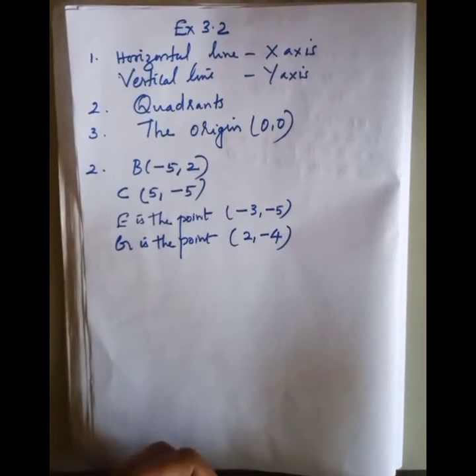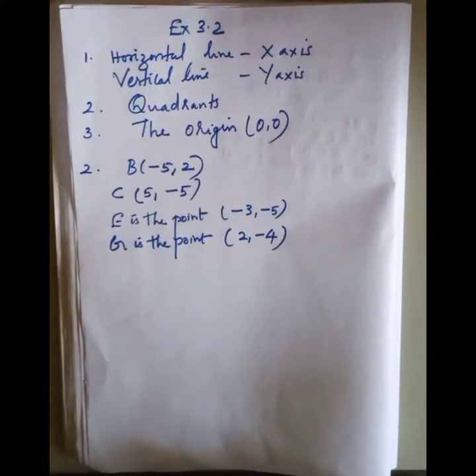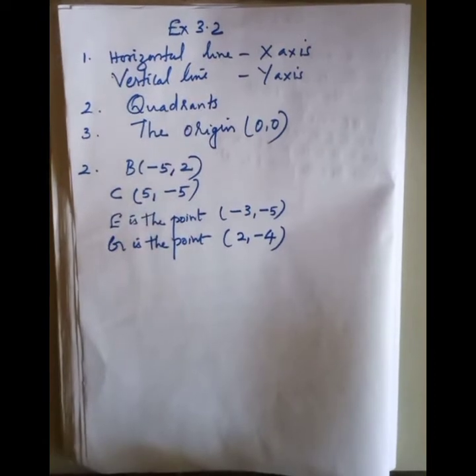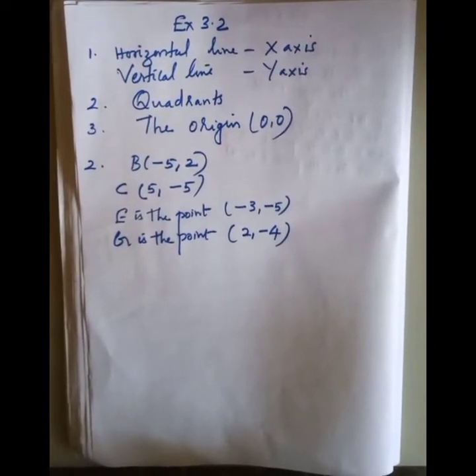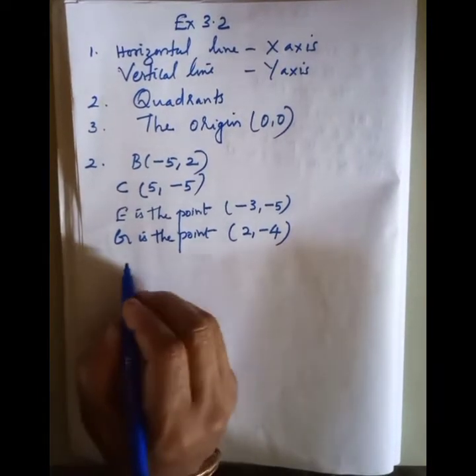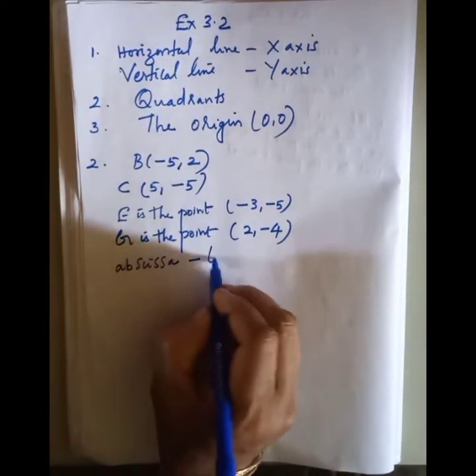The fifth question, they are asking the abscissa of the point D. What is the point D? See the diagram, 6, 2. Isn't it? Ordered pair 6, 2. So what is the abscissa of the point D? 6. Abscissa, that is 6.